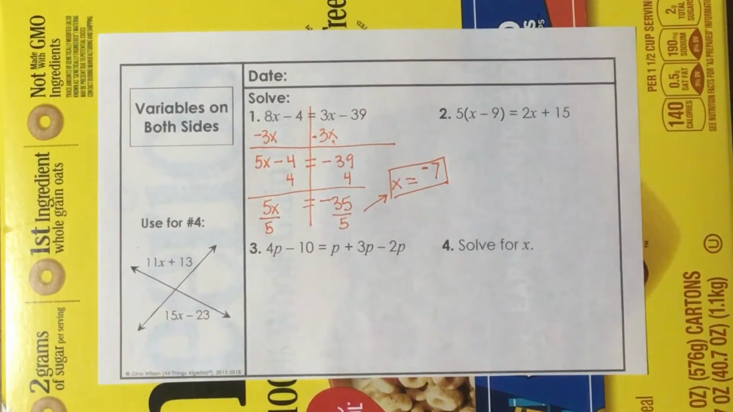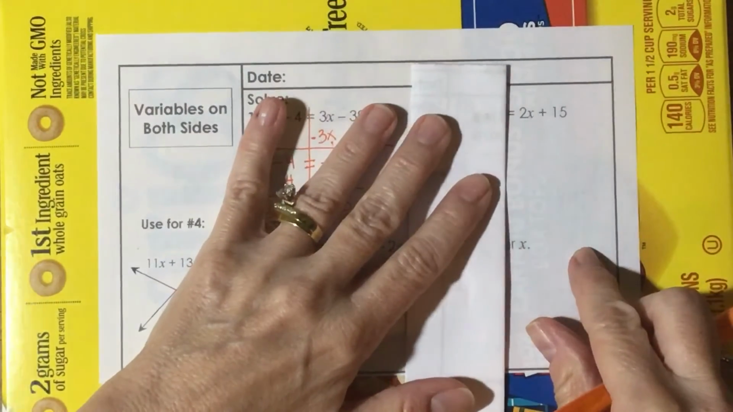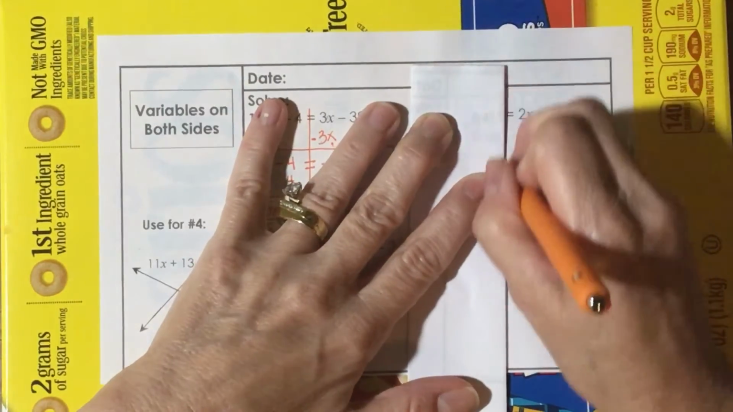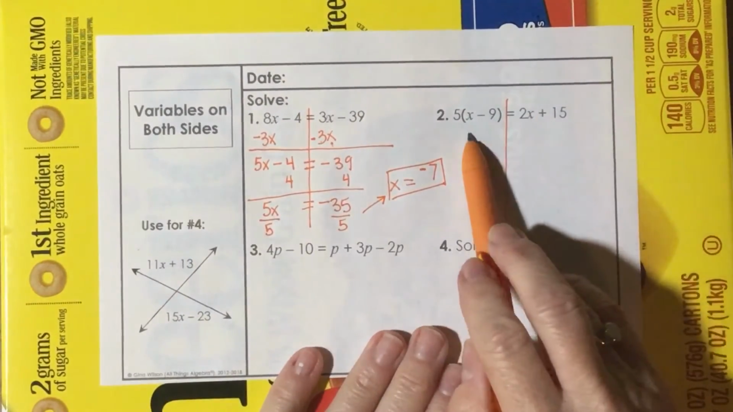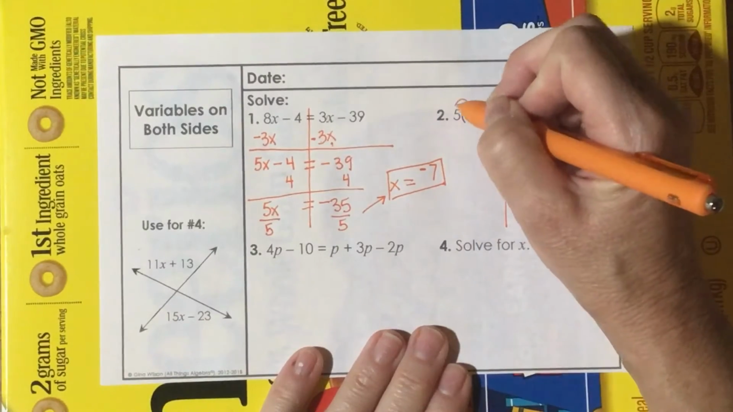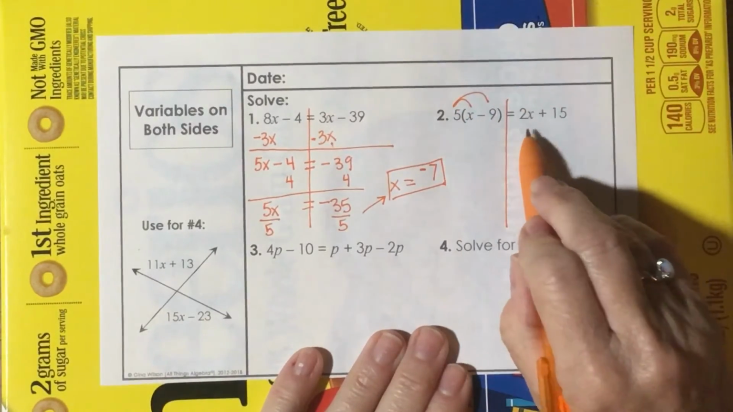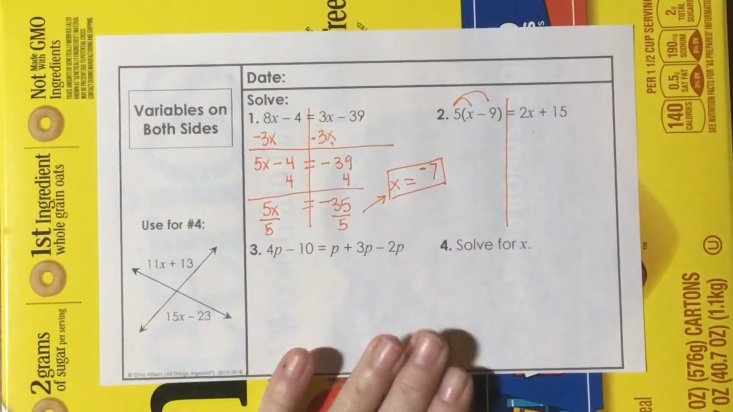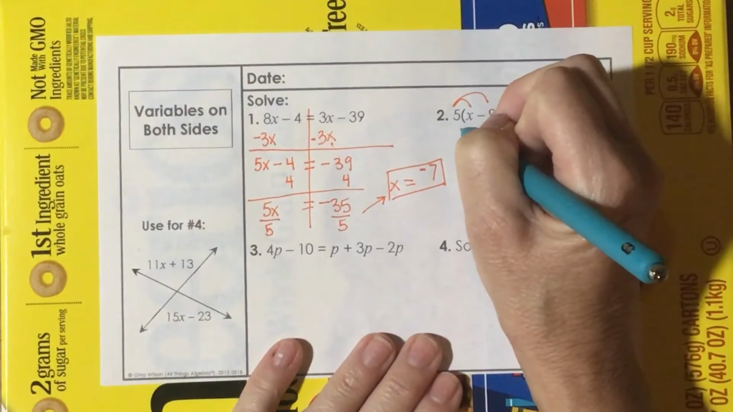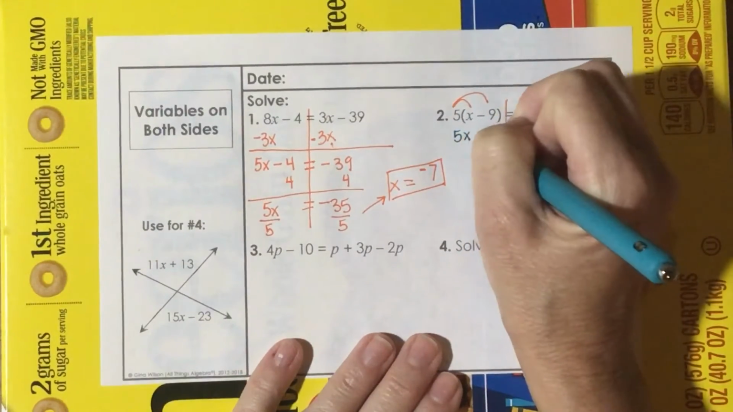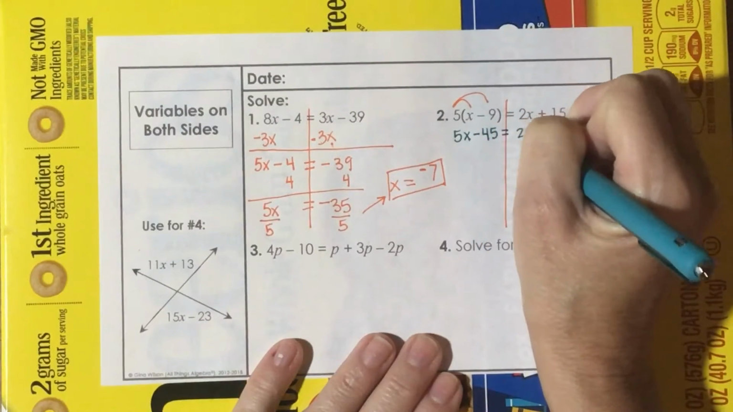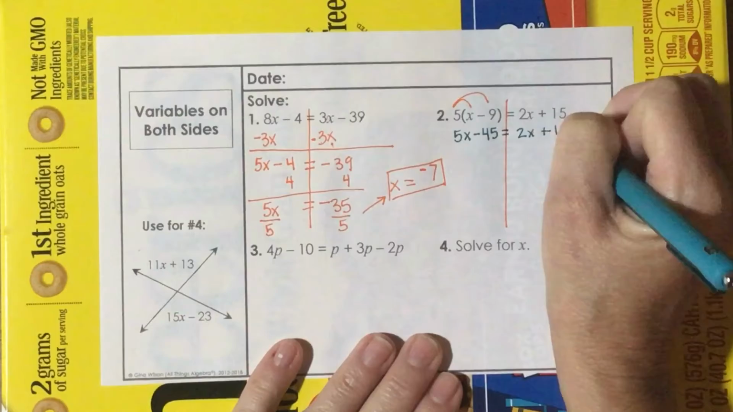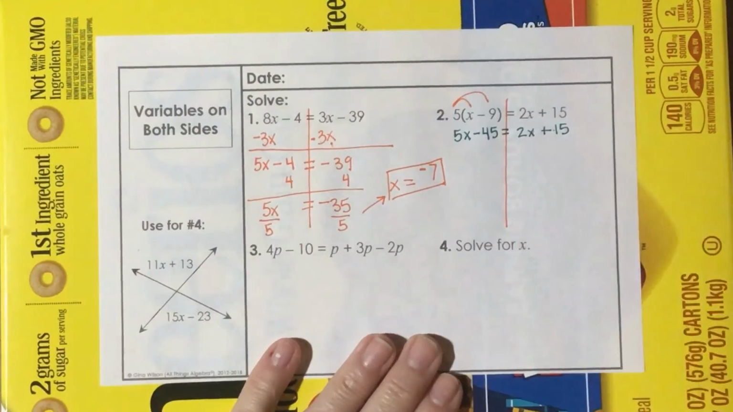All right, number 2. Let's look at each side of the equation. So on this side, we have the distributive property, and on this side, it's already in simplest form. All right, so distribute that out. We have 5x minus 45 equals 2x plus 15. Both sides are in simplest form.